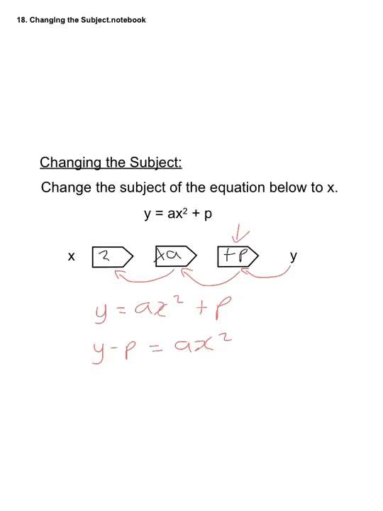Divide by a on both sides and we get y minus p all divided by a is equal to x squared. And our final step is, instead of squaring, we're going to square root. So we get y minus p divided by a, square rooted, is equal to x on its own. x has been isolated here, so that's our final answer. x is equal to y minus p over a square rooted, or the square root of y minus p over a.